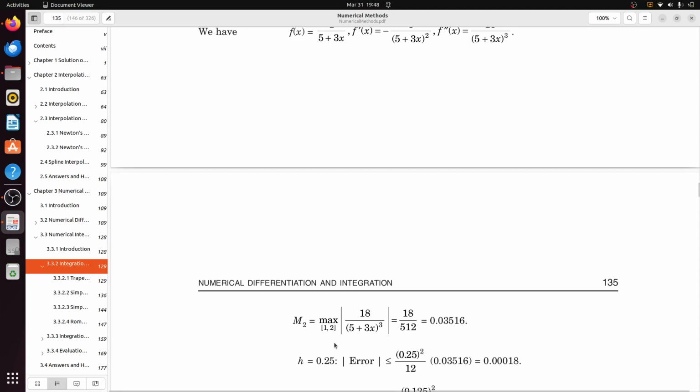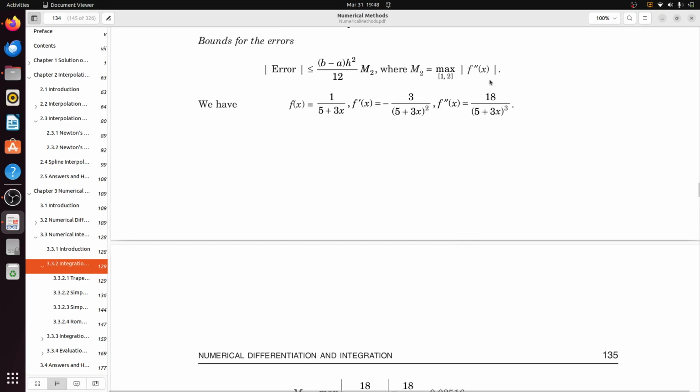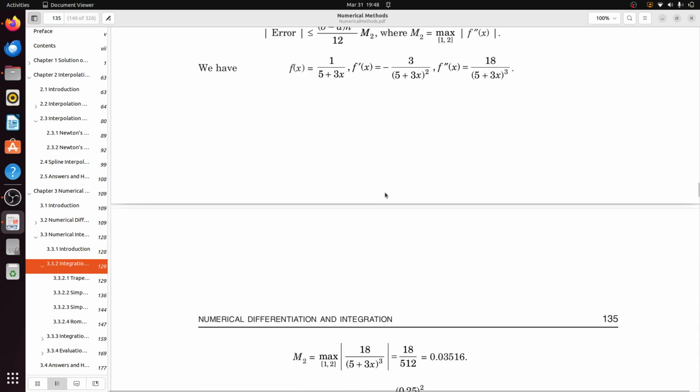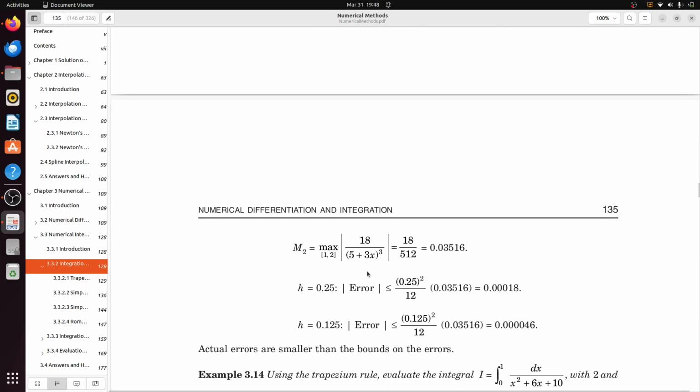Did you understand why this happened, Priyanka? Because this is a decreasing function, 18 by (5 plus 3x) whole cube. Got my point? Yes sir, yes sir. It is a decreasing function because if you take one more derivative it will be minus, and minus means it is decreasing. So the maximum will be at x equal to 1, and M2 is 18 by 512, that will be 0.03516.